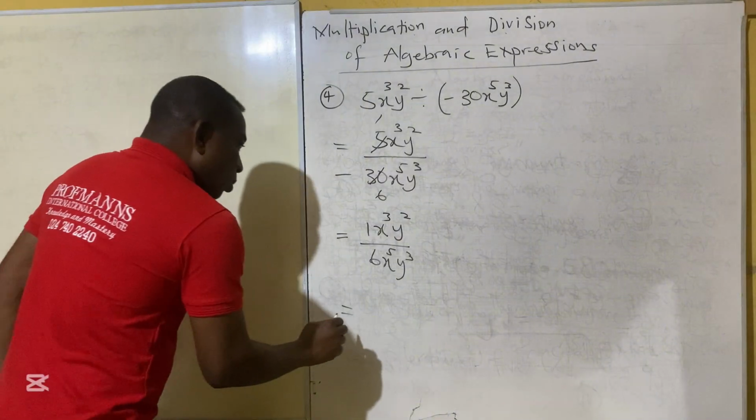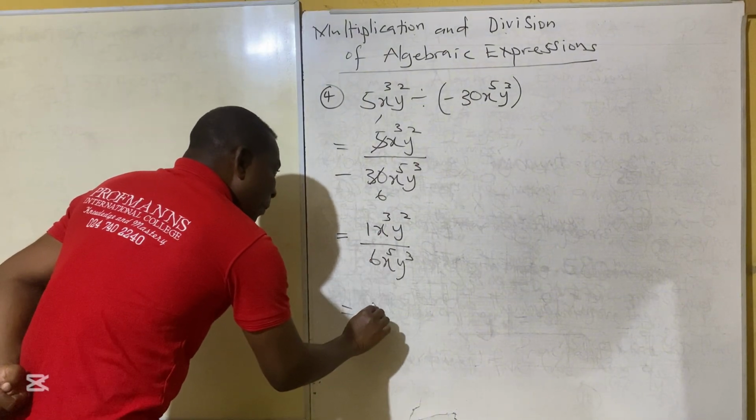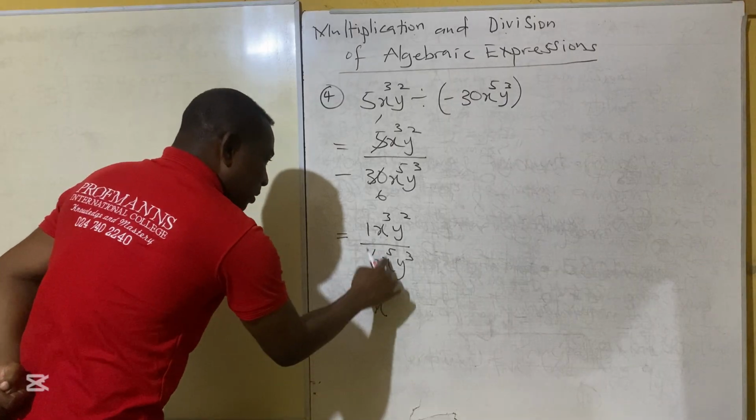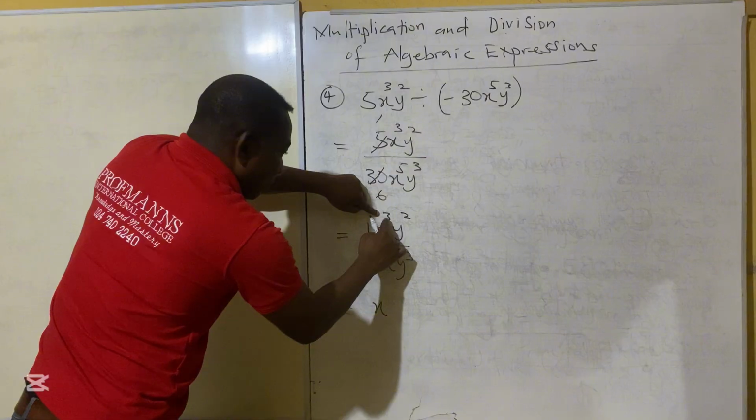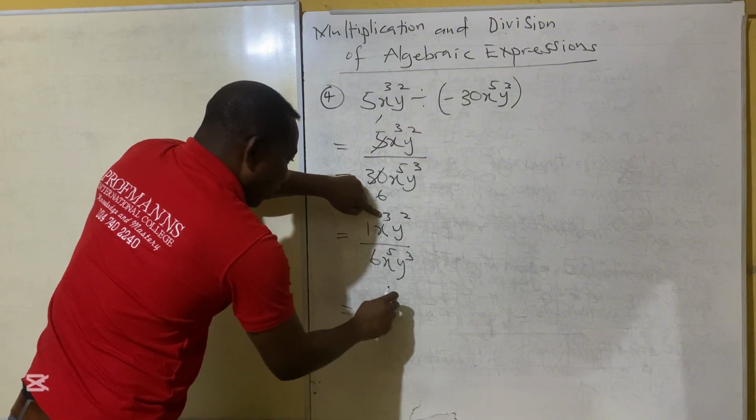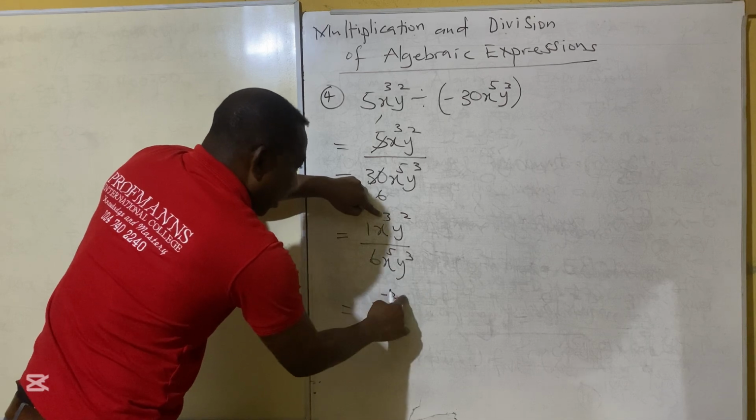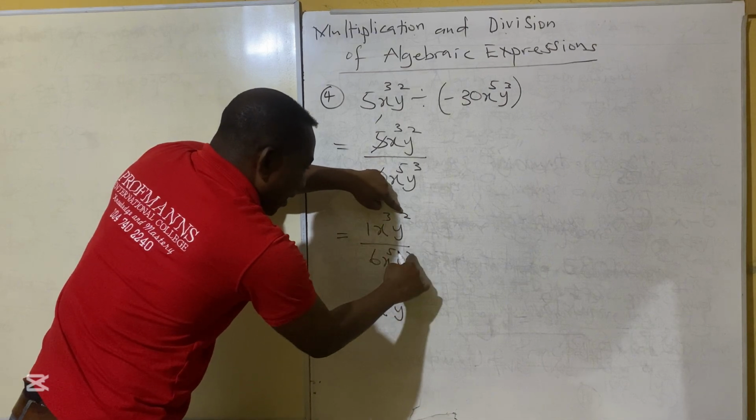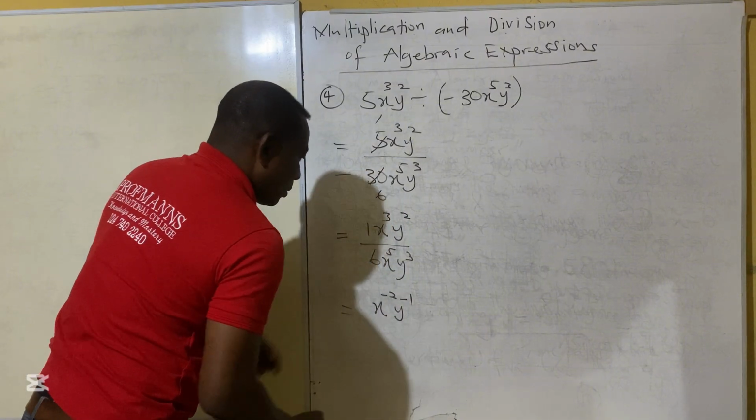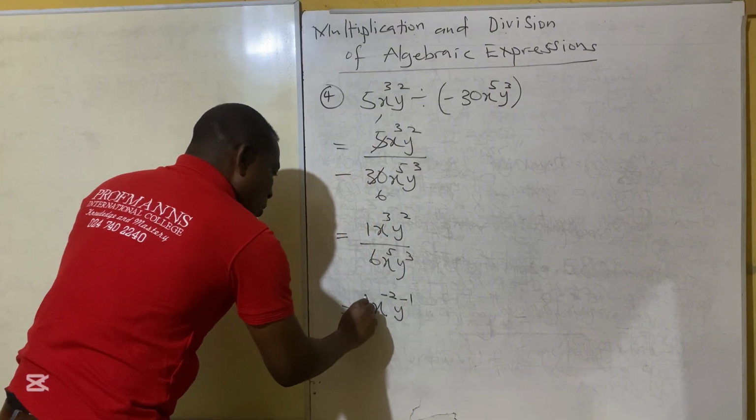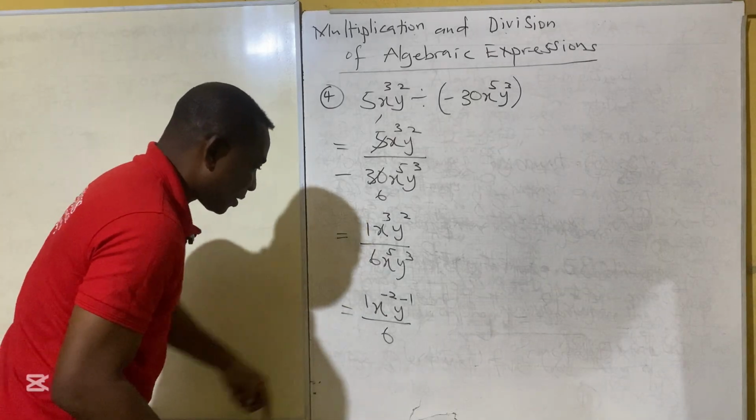Now, we maintain x, the same base, and then we subtract 5 from 3. So 3 minus 5 will give us minus 2. And then we maintain the common base y, and then 2 minus 3 will give us minus 1. Okay, so it's going to be 1 over 6, because there's already 1 here, and then this is over 6.